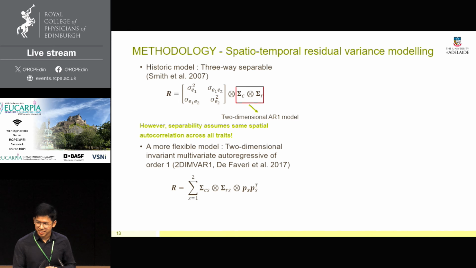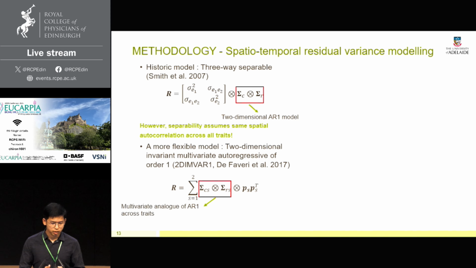So a more flexible approach is the two-dimensional invariant multivariate autoregressive of order 1, which I believe was Robin's idea, which was implemented in Joanne's paper in 2017. And in short, I'll just call this 2D VR1 from now on. But if you'd like to know more on the derivation of this 2D VR1 model, I encourage you to go into this seminal paper in 2017.